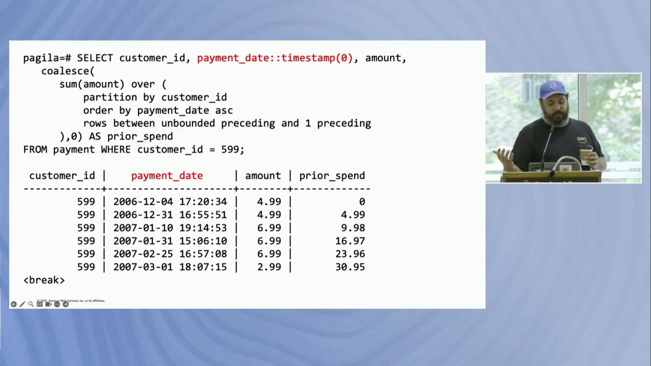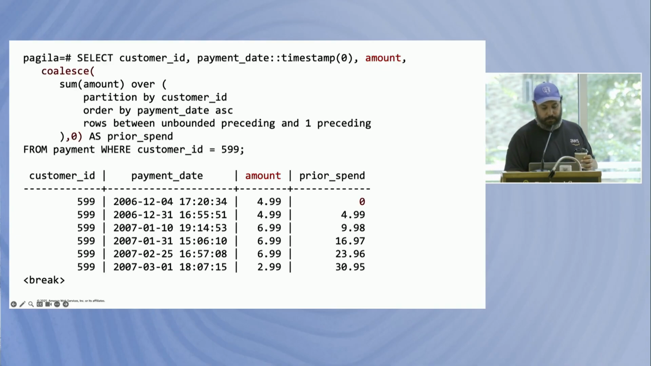Just for formatting purposes, I don't need to know to the very second that they came in and made that payment, and I don't need to know to the sixth decimal second. So I do this little timestamp 0 trick to scrub that away on my payment date. And then obviously I need the amount. This amount is the amount that they're going to spend on a given day.